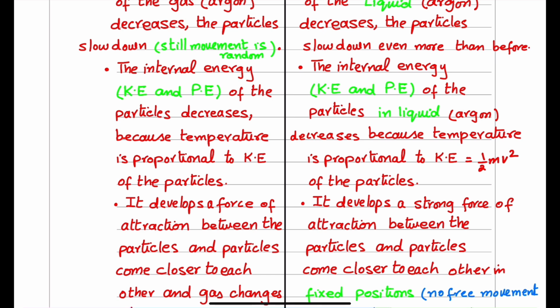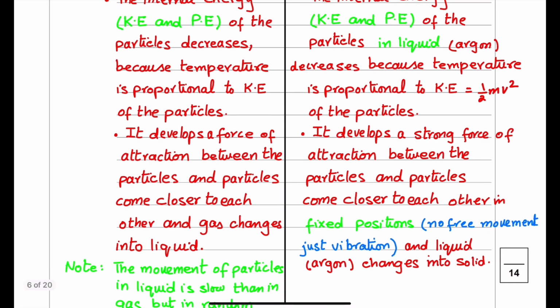As the particles are getting slow, the particles get closer to each other. A strong force of attraction develops between the particles within the liquid, and the particles are going to attract each other with a stronger force, and they are coming together in fixed positions. So no free movement takes place. As a result, the liquid changes into the solid. So the force of attraction builds up between the particles, bringing the particles close to each other at fixed positions. Therefore, the liquid argon changes into solid argon.